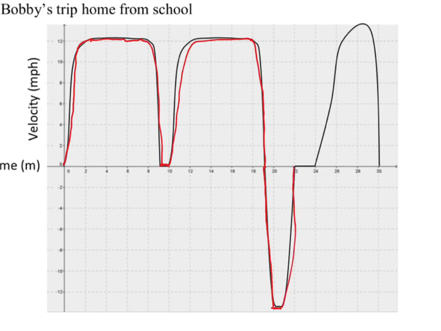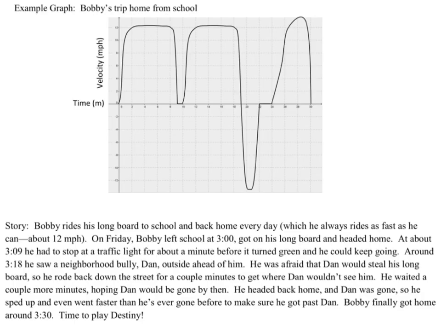And then he speeds back up and stops for a while, catches his breath, and then goes fast, and then stops. So here's an example of a graph, and I was just kind of making up a story along the way, but there's an actual story. It's about Bobby. He's riding his longboard to school and back every day, which he rides as fast as he can, about 12 miles per hour.